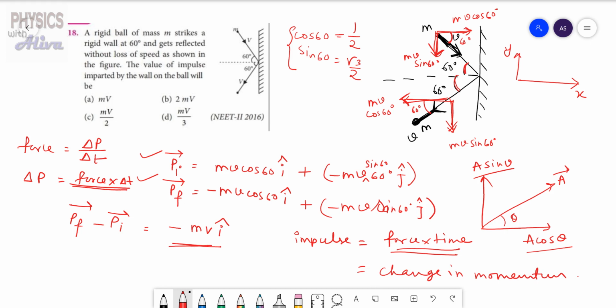Now read the question. The value of the impulse imparted by the wall on the ball will be. The value of the impulse imparted by the wall on the ball. The value is mv. We have calculated the value, right? This is the answer.